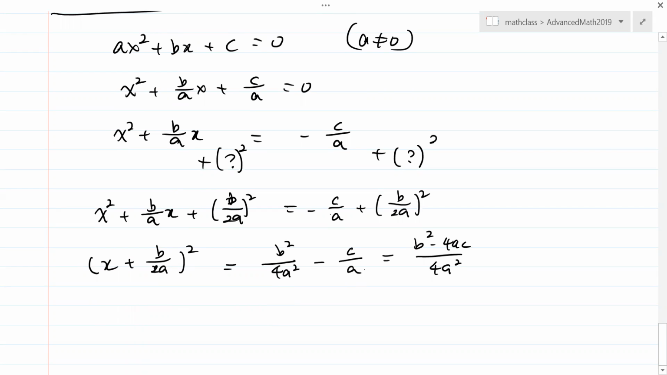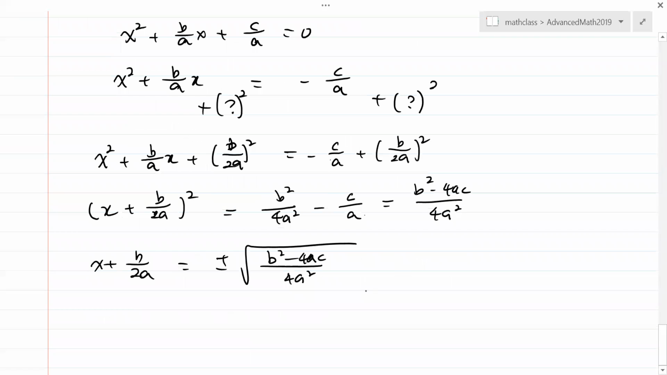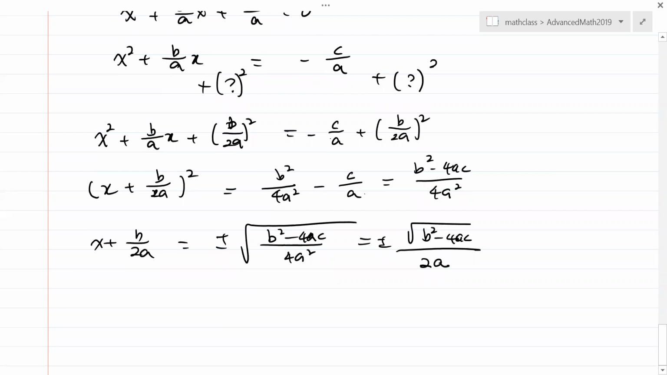Finally, we get solutions, right? x plus b over 2a is going to be plus minus square root of b squared minus 4ac over 4a squared. Okay, now the denominator can always be taken out. The denominator can simply be written as 2a, okay? Because the square root of 4a squared is 2a, plus minus. And there's a plus minus sign there, so it's okay. Just assume a is positive. Don't worry about that. So finally, you get the quadratic formula, which everybody knows, right?